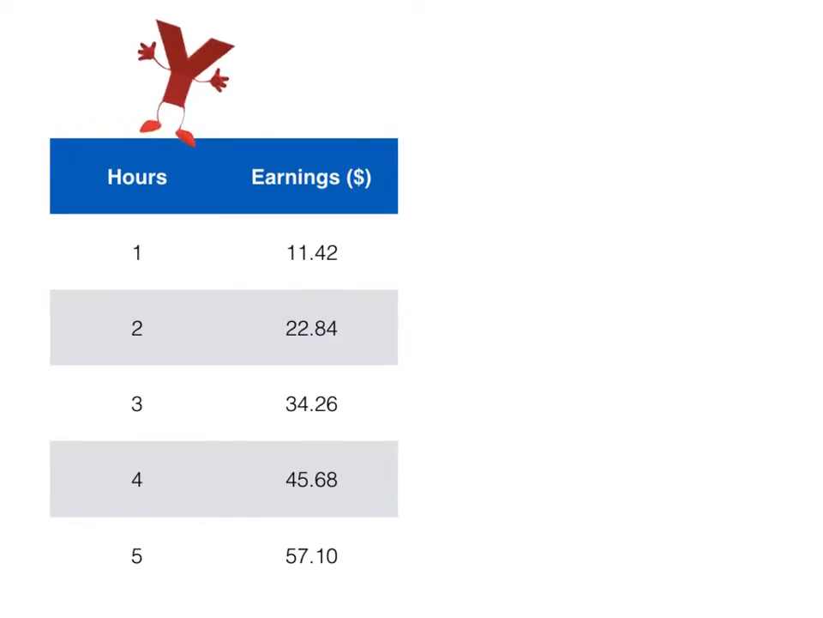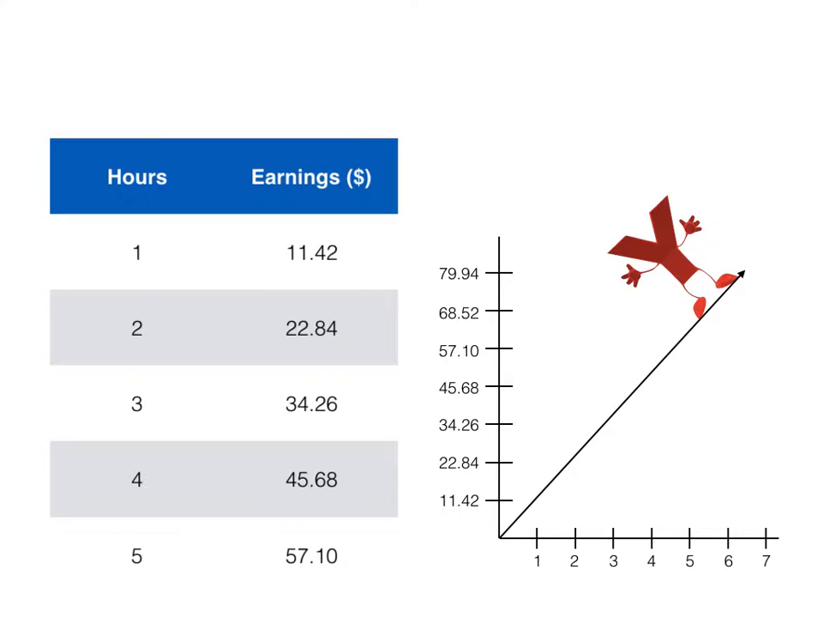So, how does this relate to the real world? The chart shows for every hour a person earns $11.42. That would be this point on the line. The equation of the line goes up 11.42 for every 1 over. It starts at the origin.